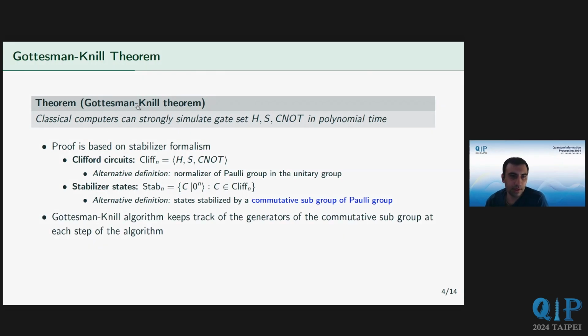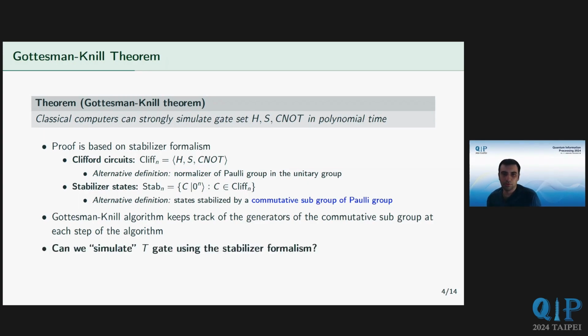The Gottesman-Knill algorithm works by keeping an efficient description of this commutative subgroup, by keeping track of the generators of the subgroup, and it updates them efficiently in each step. If you apply one of these Clifford gates, you can update the generators of that subgroup. This is not important for the purpose of this talk, but it is the main idea behind the Gottesman-Knill theorem.